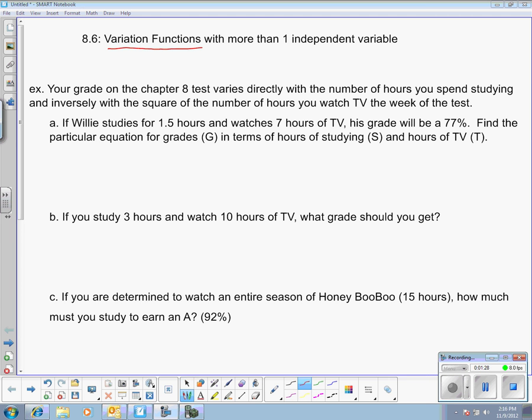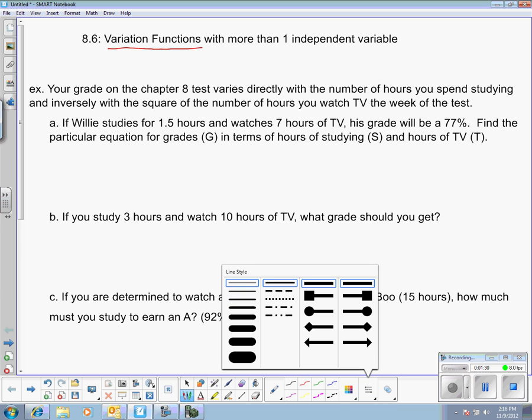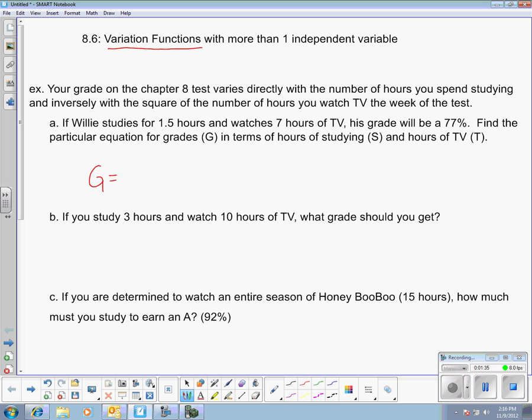Okay, so the general equation would be that grades vary. You need your K in here. Don't forget the constant, because these aren't exact values. Some constant K fits it to this situation. So I'm going to go directly with the hours of studying, so K times S, and inversely with the square of the number of hours watching TV. So TV is going to be T, and that's going to be squared.